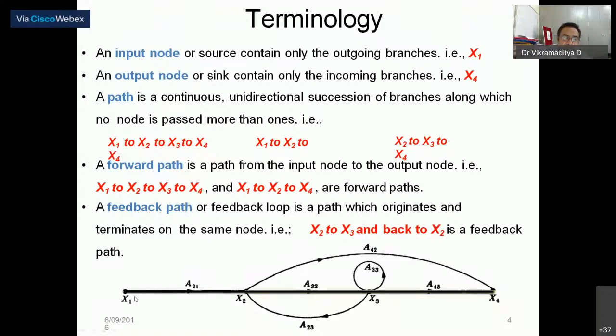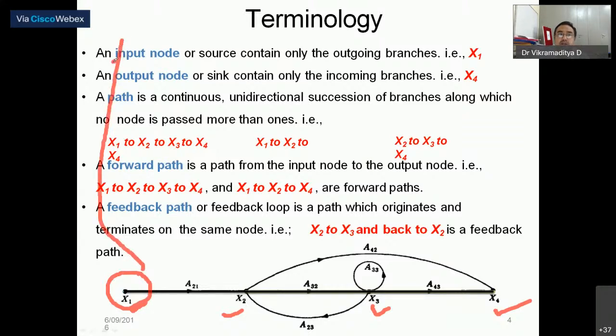In this signal flow graph which you are seeing at the bottom, there is variable x1, variable x2, variable x3, and x4, and that is why you have 4 nodes there. So 4 nodes, 4 variables, very clear. Now you can look at x1. In x1 there is only an outgoing branch that is moving towards x2. So x1 is known as the input node.